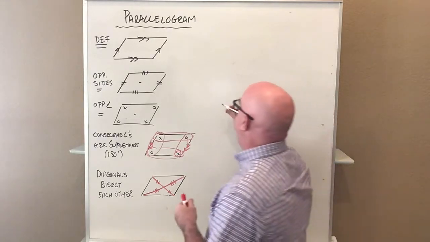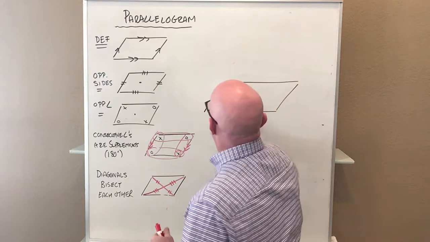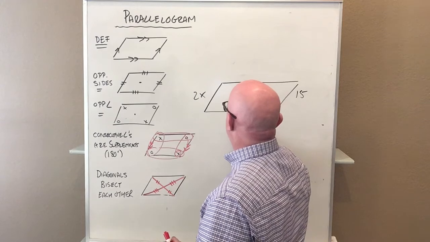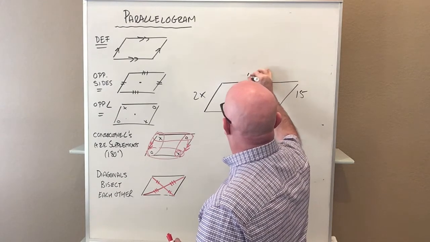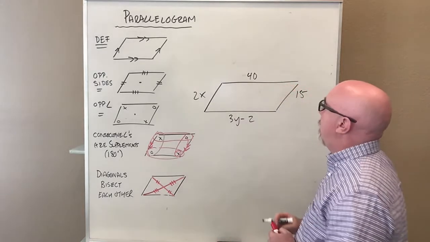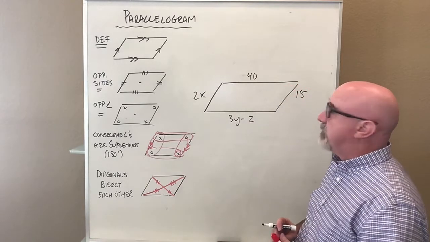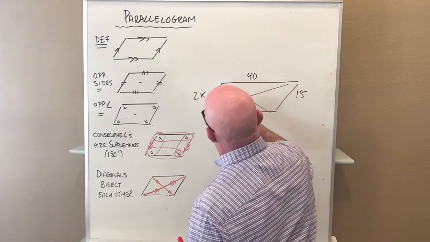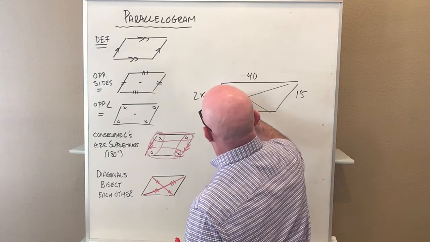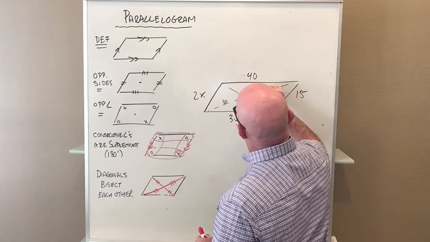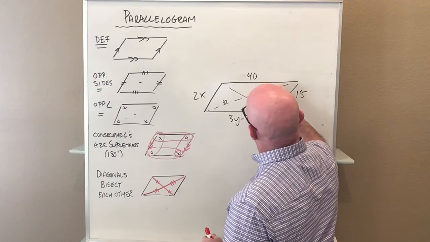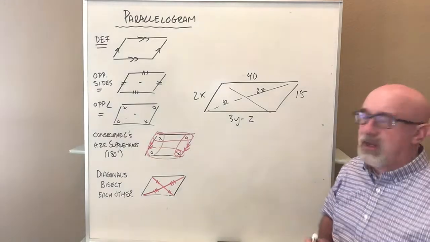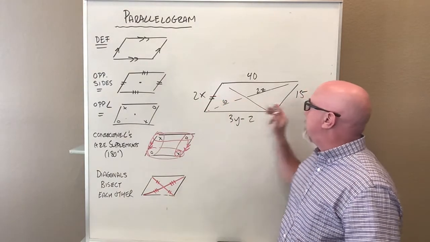Let's do something with length as well. So let's say we had a parallelogram, and let's say this is 2x and this is 15. Let's say this is 3y minus 2 and this is 40. Let's also do something on the inside here. So let's do, this is 6, and this is 2z. All right. If we're told this is a parallelogram, I would know that this side must equal this side.